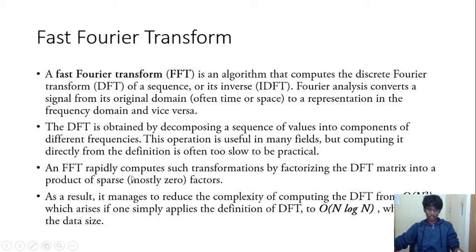Now what FFT does is it rapidly computes such transformation by factorizing the DFT matrix into a product of sparse factors. This is because calculating a DFT by the matrix method may take up a lot of time, and we want to reduce this time complexity. So that's why we use FFT. As a result of using FFT, the complexity of computing DFT reduces from big O of n square to big O of n log n, where n is the data size.